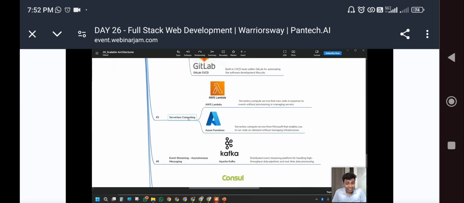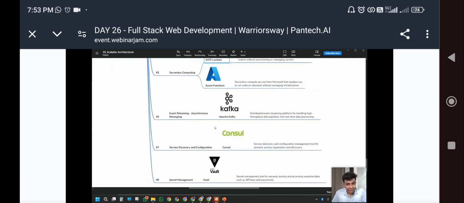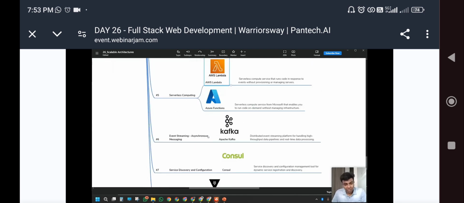And while talking about serverless computing, as I've already told you, serverless doesn't mean there is no server; the server management is zero for you, handled by certain providers. Like if you're talking about AWS Lambda, they will be handling it. So serverless computing services run code in response to events without provisioning or managing servers. Okay, so that is handled by tools such as AWS Lambda or Azure Functions.